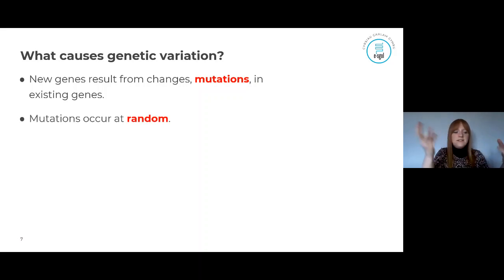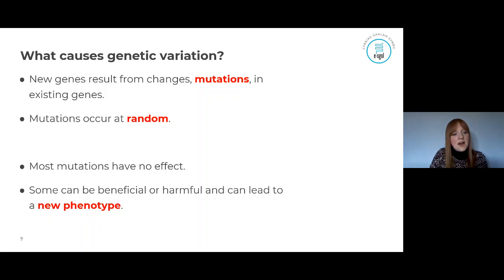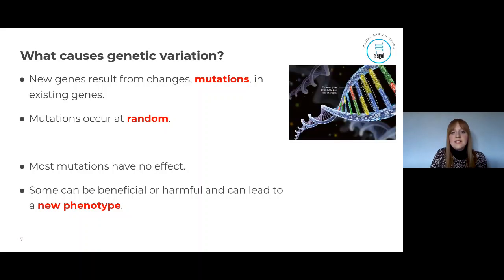When the DNA is unraveling, if you go on to A-level or you're planning on going on to A-level, DNA will unravel and it will replicate. And when it replicates, those base pairs sometimes make mistakes. So mutations occur at random. Most mutations that happen on our DNA have absolutely no effect on us whatsoever. However, some can be beneficial or harmful, and some can lead to a new phenotype.